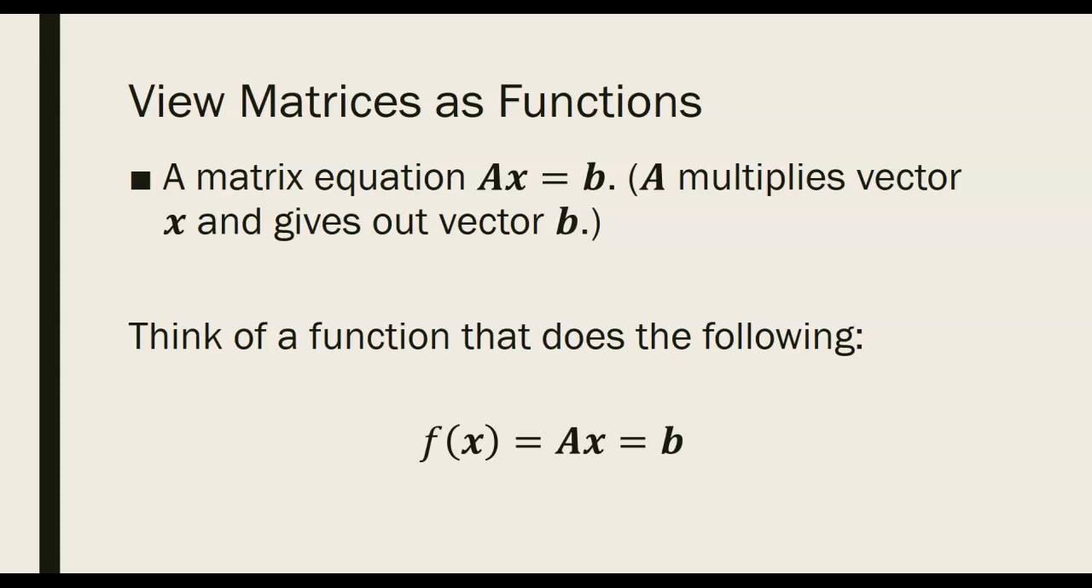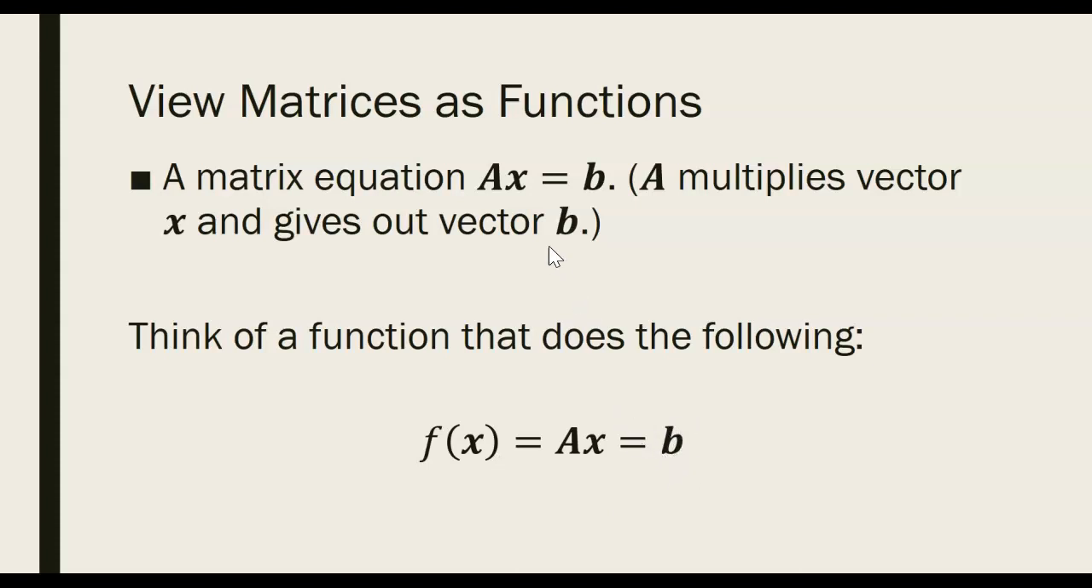Now, what we're going to do in this section and in the next is we're going to think of a matrix multiplying a vector as like a function. All right? So think of the matrix equation AX equals B. This means A multiplies the vector X and gets out a vector B. Now that's the same thing as what a function does. A function, we input some sort of a number or a variable, and we get out another number or variable.